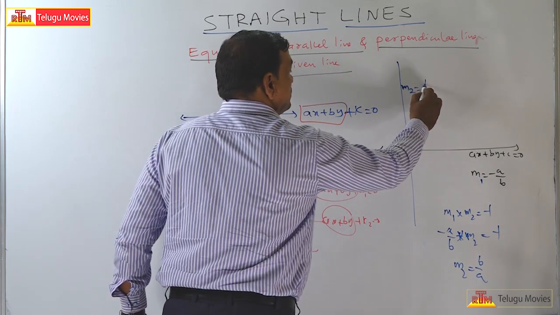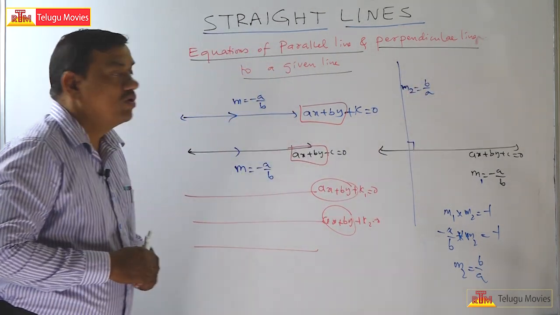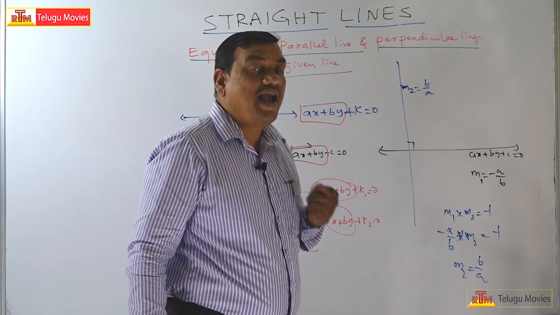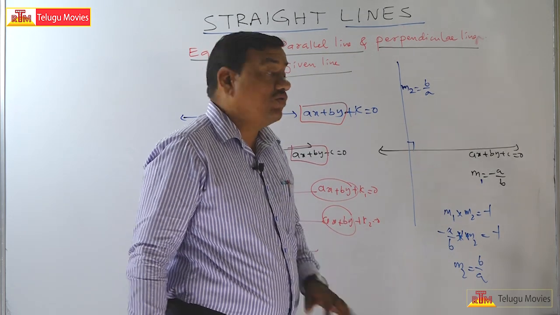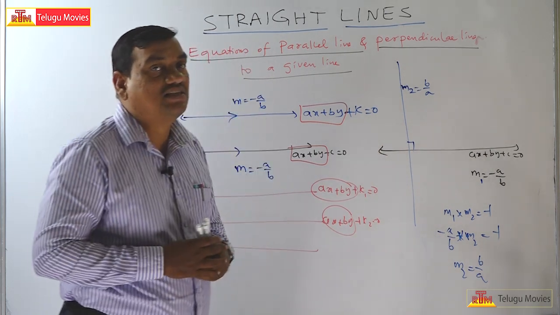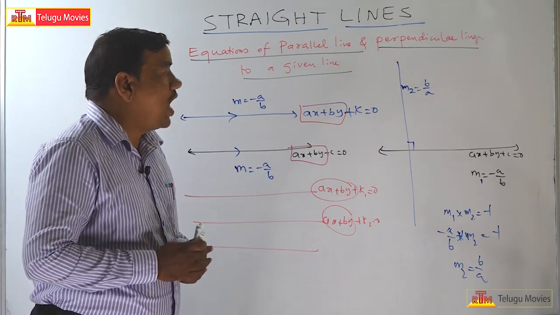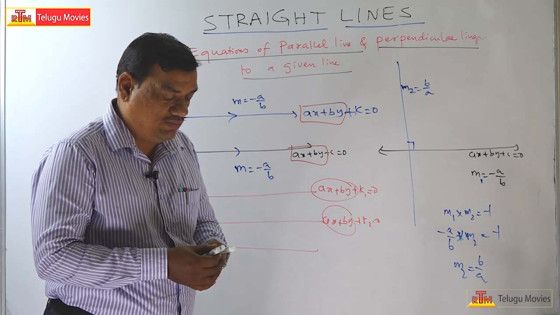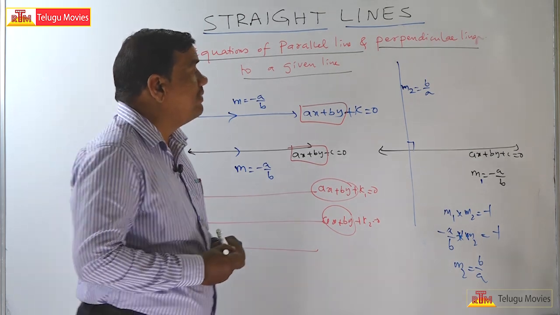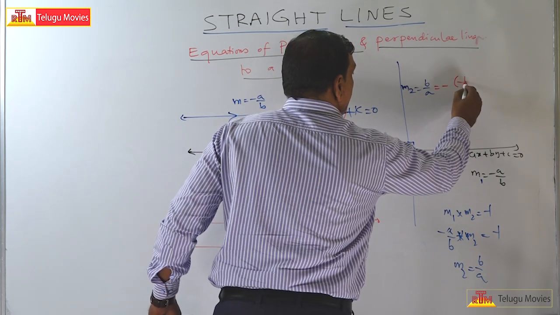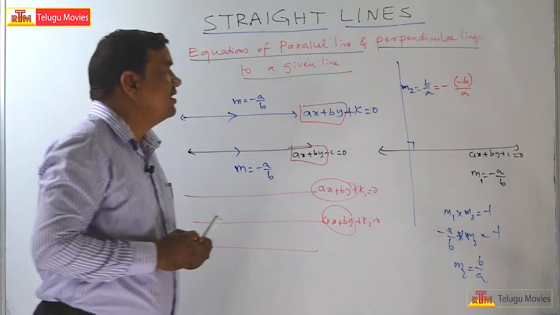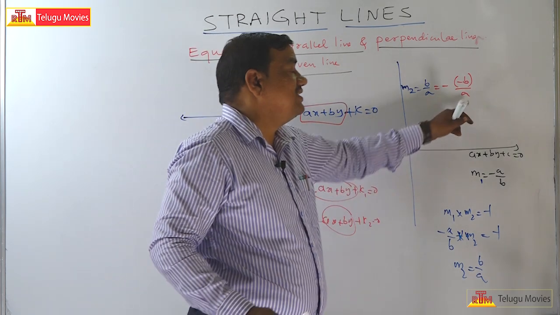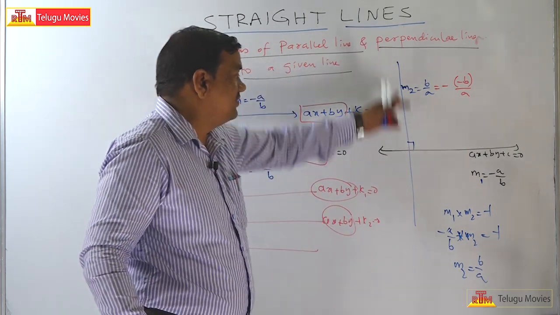So, what is the slope of this line? b by a. Here, what is b? b is the x coefficient. What is a? The y coefficient. Of course, try to understand that here minus is not there. Then how to frame the equation of this perpendicular line? I will write this b by a as minus of minus b by a. Can I write it as minus of minus b by a? So here, what is minus b? The x coefficient. What is a? The y coefficient of this perpendicular line.